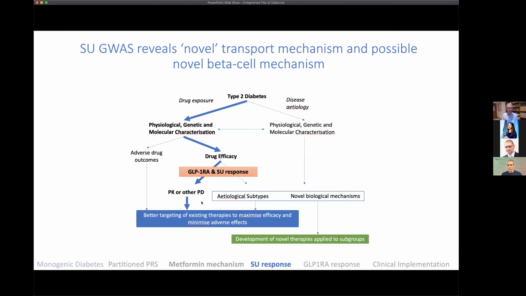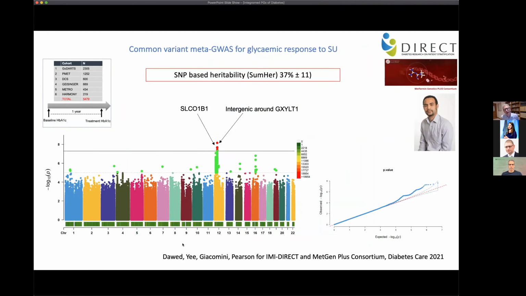Okay, and then I will finish off just over the next few minutes, 5 minutes, just talking around these other drugs, GLP-1 receptor agonists and sulfonylureas, and highlight how we gain insight into how these drugs work using GWAS. So this was just out a few months ago in Diabetes Care, and what we've done here is the first sulfonylurea response GWAS, and we've done this across a number of populations shown here on the left, totaling about 5,500 patients. And we look at the HbA1c change from baseline to treatment within that first year.